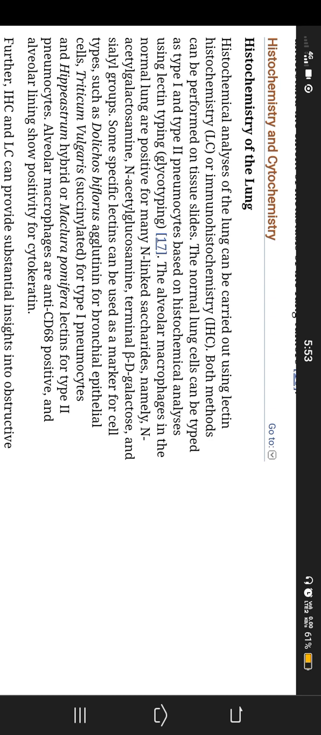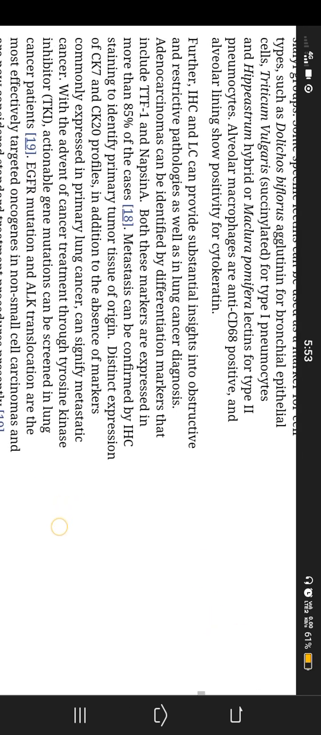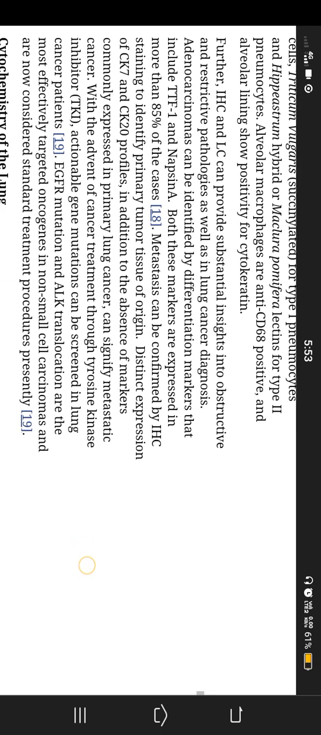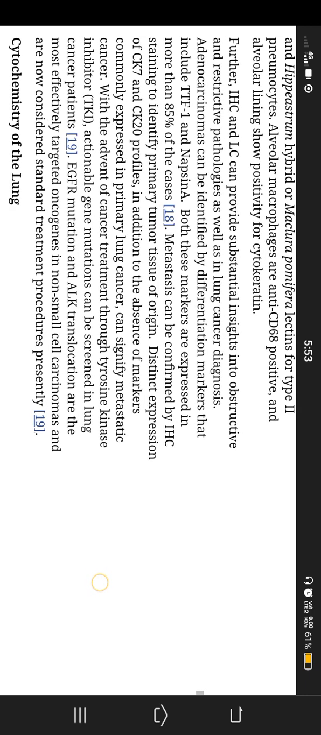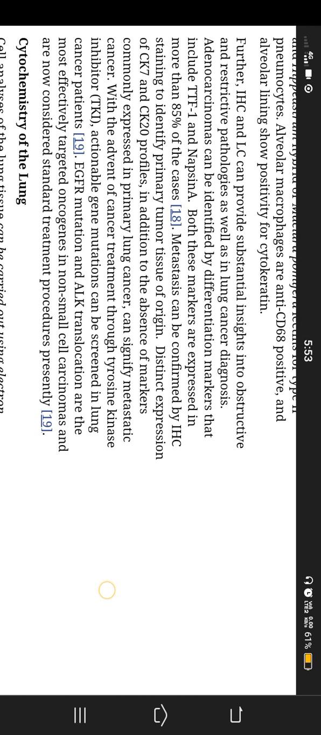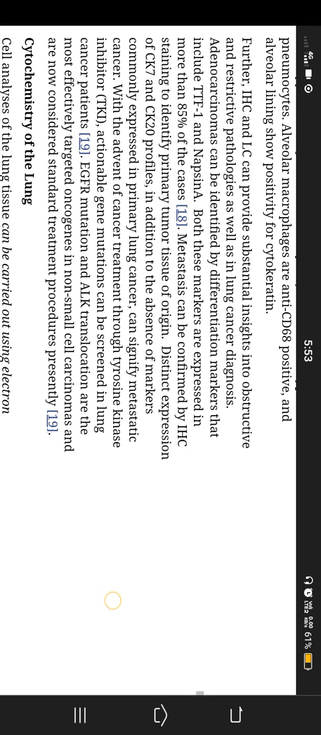Alveolar macrophages are anti-CD68 positive, and alveolar lining shows positivity for cytokeratin. Further, IHC and LC can provide substantial insights into obstructive and restrictive pathologies as well as in lung cancer diagnosis. Adenocarcinomas can be identified by differentiation markers that include TTF1 and Napsin A. Both these markers are expressed in more than 85% of the cases.